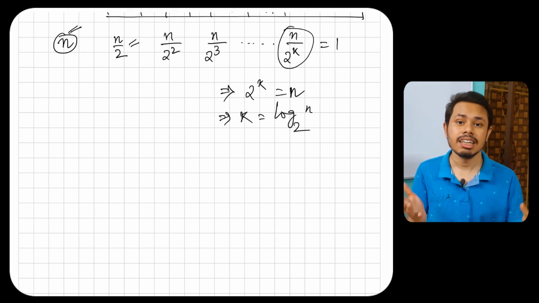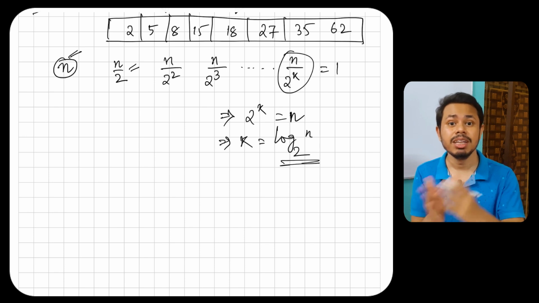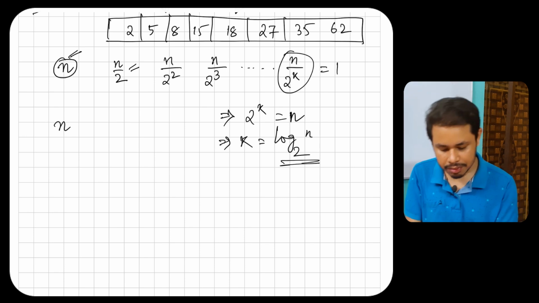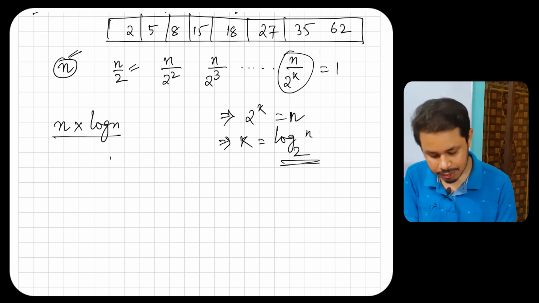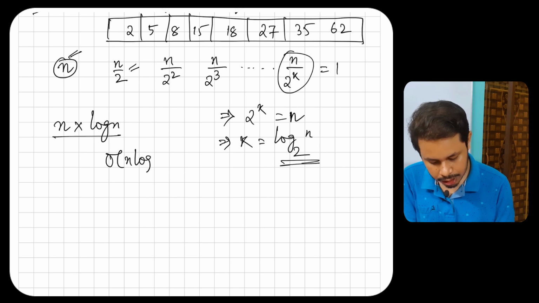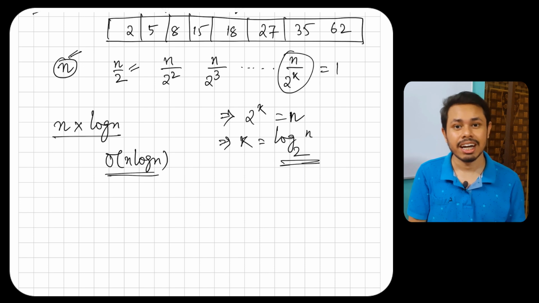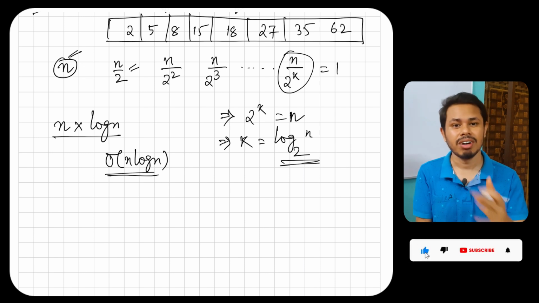How many levels are there in the recursive tree? Log n levels. So what will be the time complexity? N different comparisons in each level. How many levels? Log n levels. So the time complexity will simply be order of n log n, which is a drastic improvement over the order n square algorithms, which you might often see in insertion sort, selection sort, bubble sort, etc.